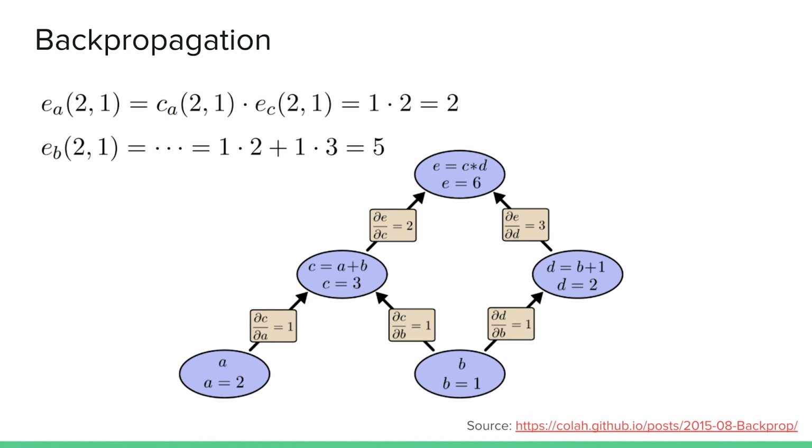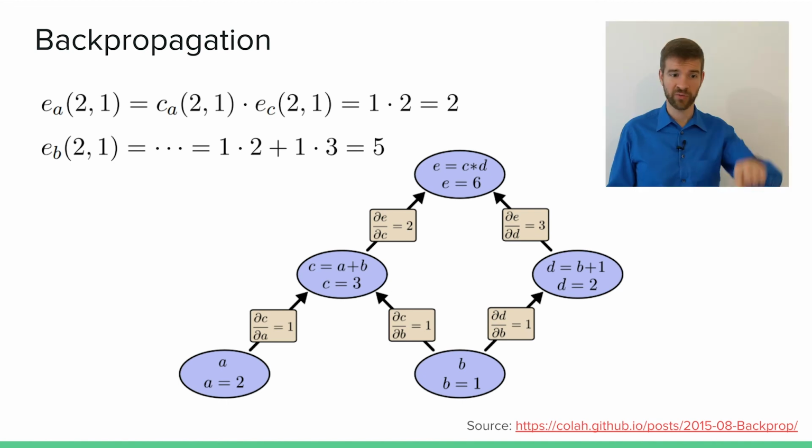So now we can compute the partial derivatives of the function e with respect to a by just traversing through this graph and multiplying all the gradients that we find along the way. So when we want e with respect to a, it's kind of walking downhill. It's c with respect to a and e with respect to c. So it's 1 times 2 equals 2. And that's our gradient for a.